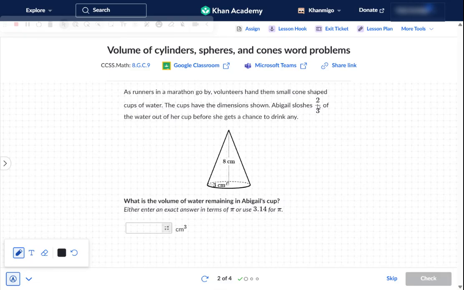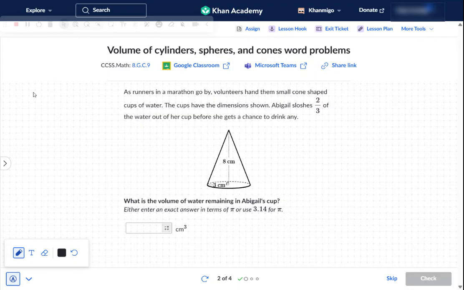Abigail sloshes 2/3 of the water out of her cup before she gets a chance to drink any. Abigail, same girl, because if we're running and you've got this cone filled with water, I don't know how we'd be running to lose 2/3 of it, but that's understandable. She must have been really racing to lose that much water. But we're gonna figure out how much water is remaining.